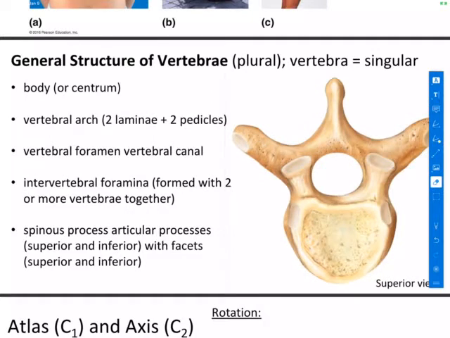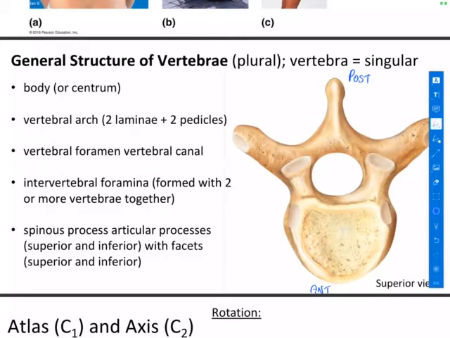Now the vertebral arch is basically this whole area that attaches posteriorly to the centrum or body of the vertebra. So this is posterior and this is anterior in our superior view. The lamina of a vertebra is this. This little area here is a lamina, and this is a lamina.